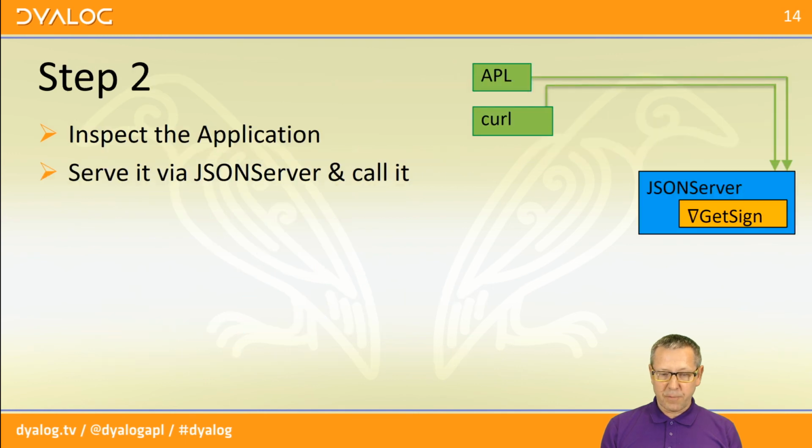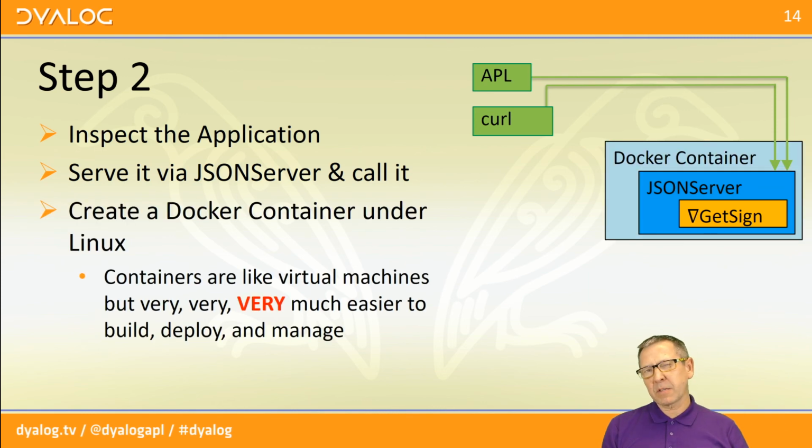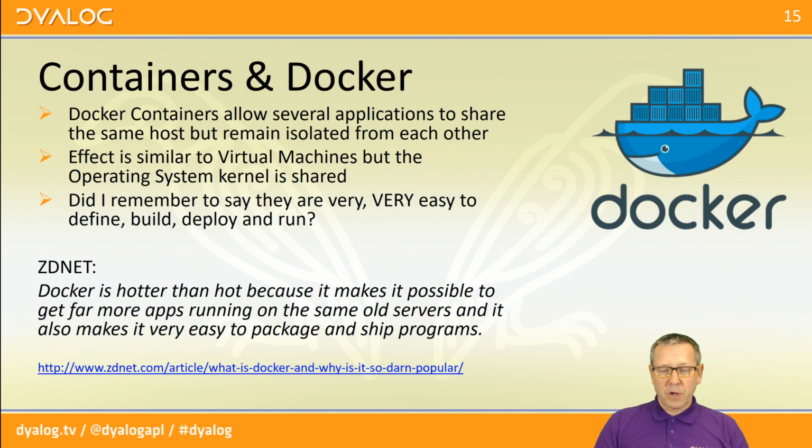So that's JSON Server. Now that we have our JSON server up and running, the next thing we want to do, to prepare to deploy it, is to create this Docker container, which we're going to do under Linux. So Docker containers are very much like virtual machines, but they are more lightweight. The big difference is they allow several applications to share the same host, but remain isolated from each other.